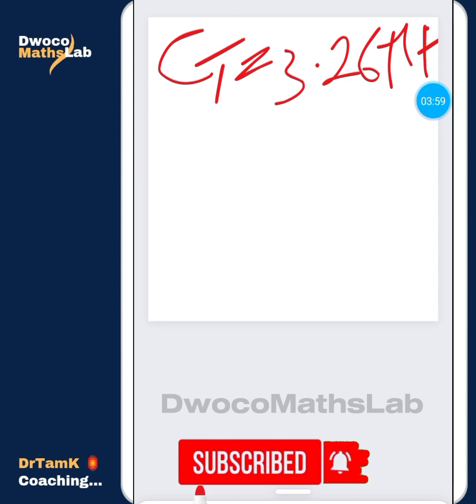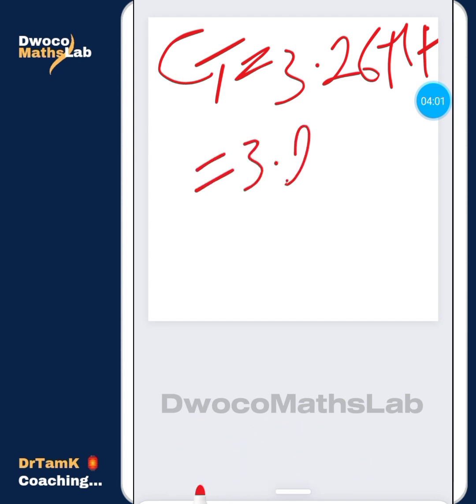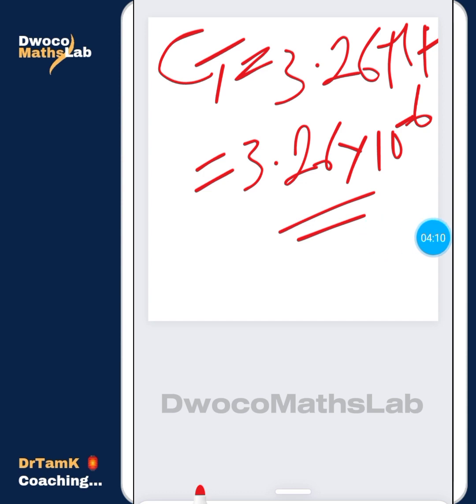Now let's take it to farad. If we take that to farad, that's going to be 3.26 times 10 raised to the power minus 6. That will be the value for the first part of the question.